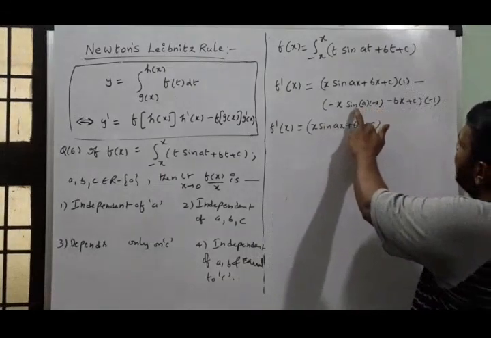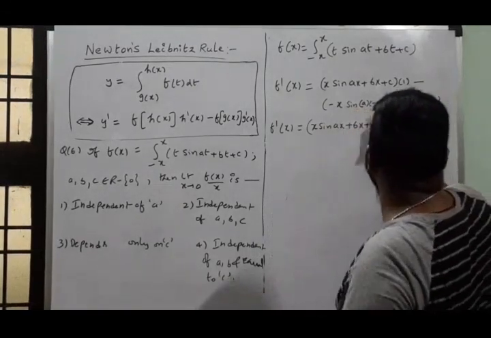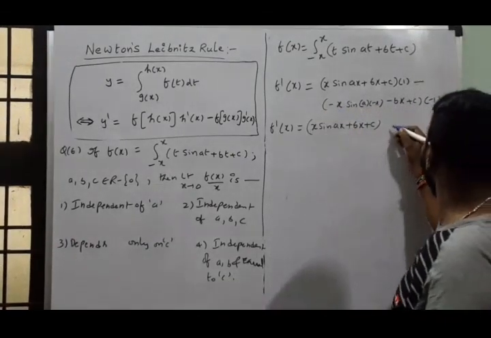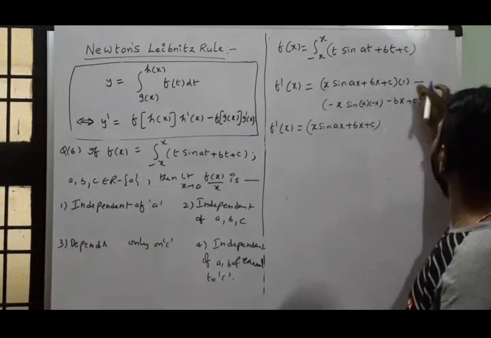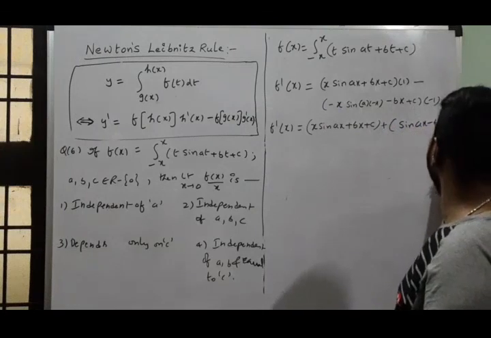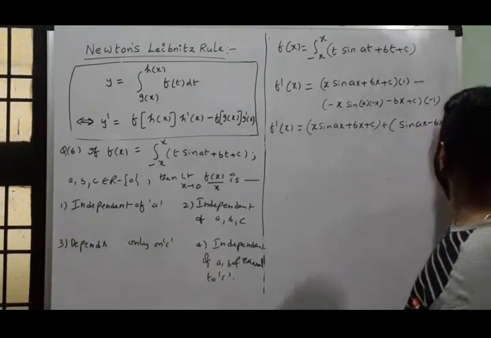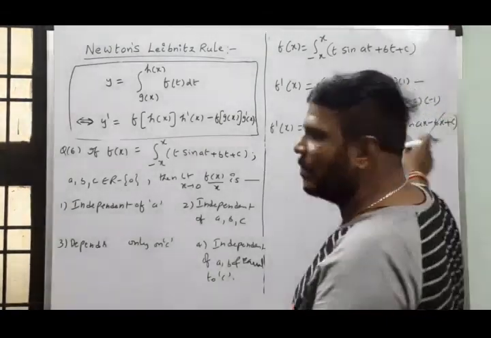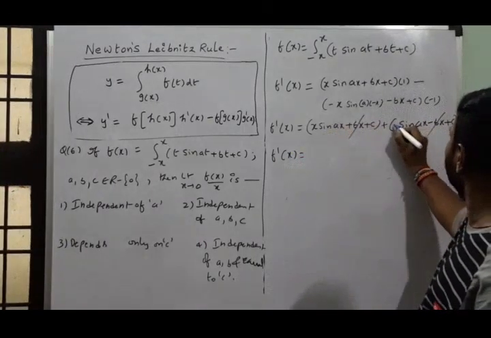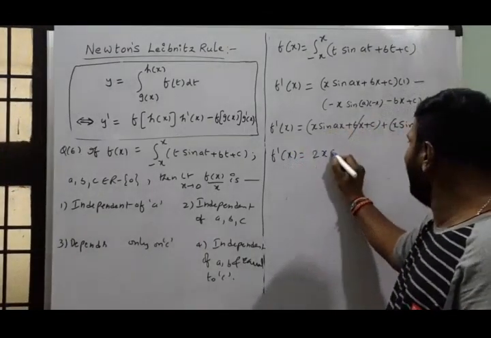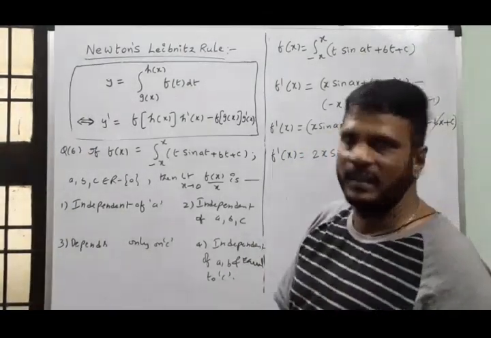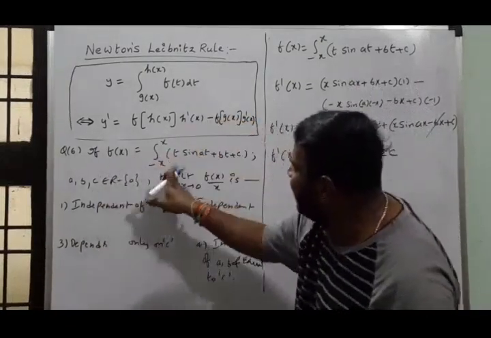Here sin of minus ax is minus sin ax, minus into minus plus. So sin ax minus bx plus c. So bx minus bx cancel. So f dash x is equal to x sin ax, here also x sin ax, 2x sin ax plus 2c.